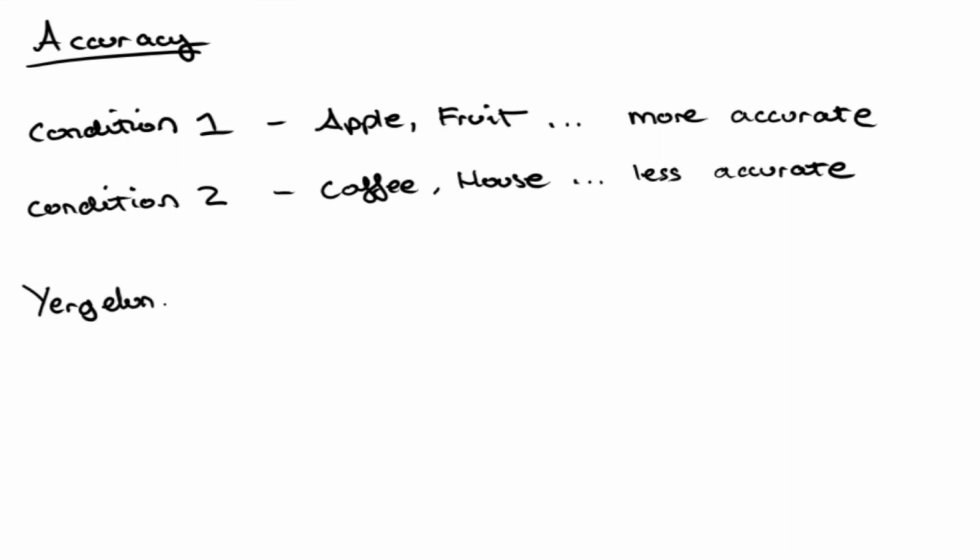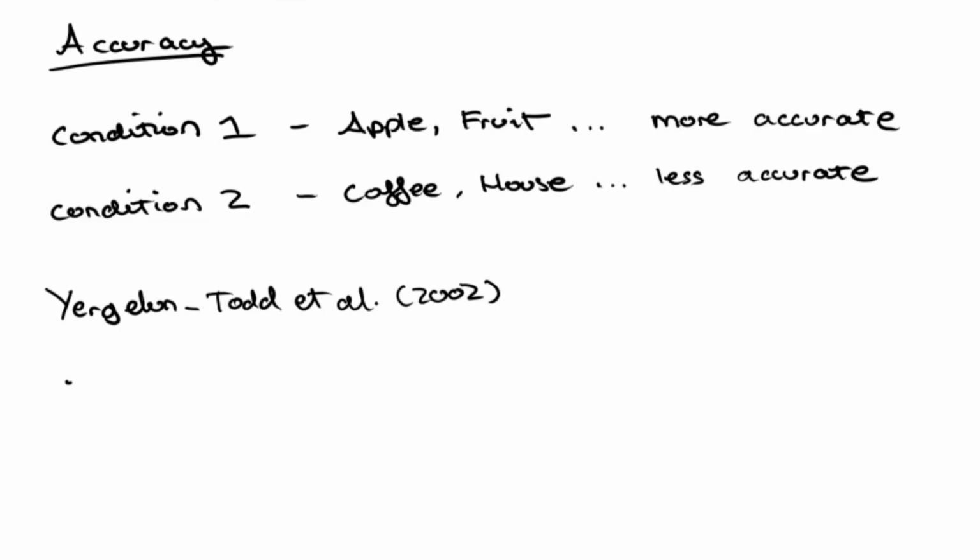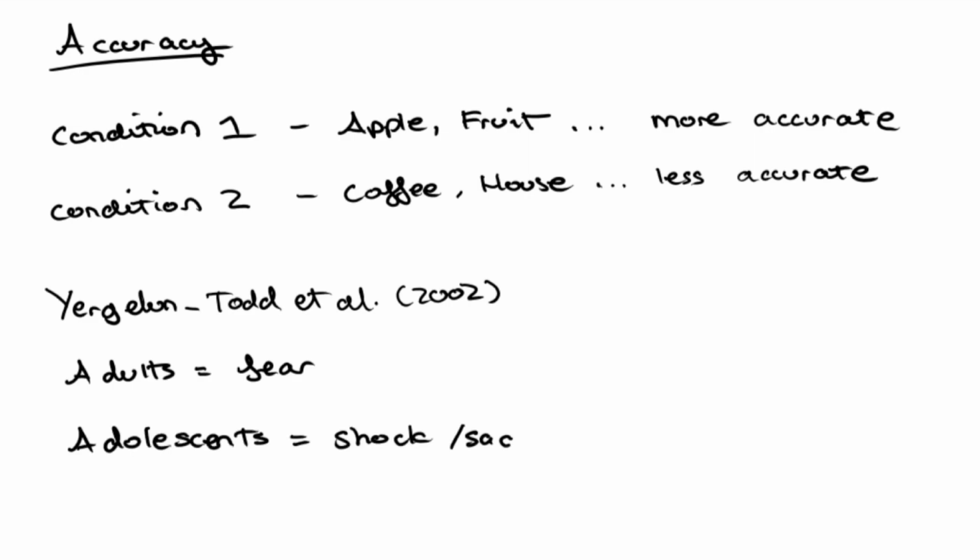Similarly, in my last video I talked about a study done by Yeagerland Todd and colleagues, and how older participants were more likely to interpret facial expressions given to them through pictures as fear, while younger participants were more likely to interpret them as shock or sadness. How accurately they respond to these pictures and correctly interpret them as fear will reveal how far along their frontal lobes are from becoming fully formed.